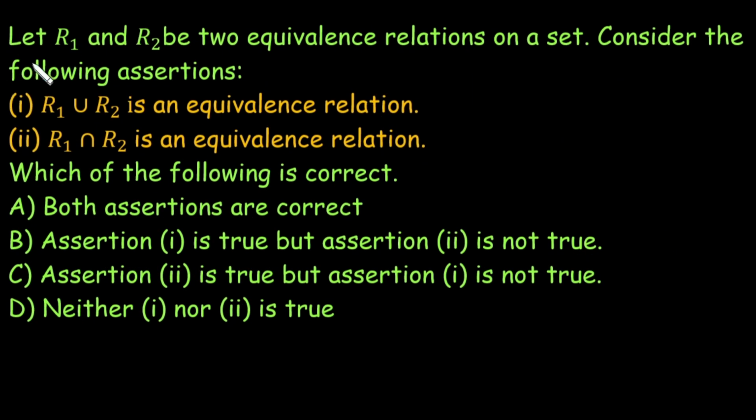The next question we have: let R1 and R2 be two equivalence relations on a set, then we need to pick the correct option. The first case is R1 union R2 is an equivalence relation, or R1 intersection R2 is an equivalence relation. Remember that the intersection is always an equivalence relation but not the union, because when you take the union, the transitive property may or may not hold. So we can say that option C is correct. It means statement 2 is true, but statement 1 is incorrect.